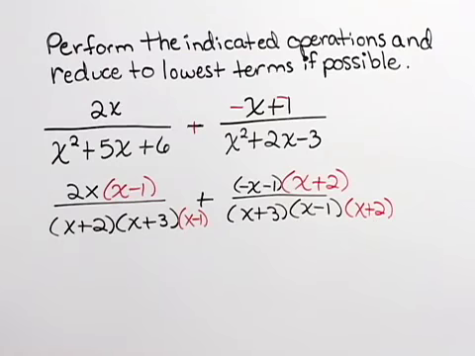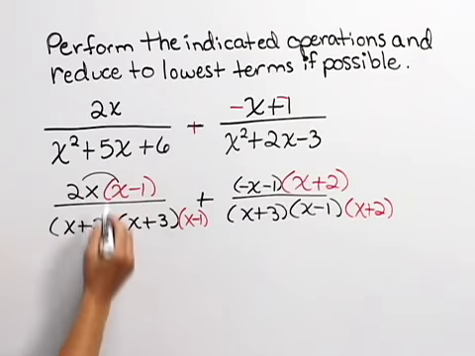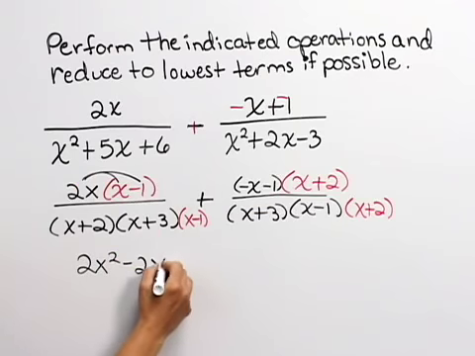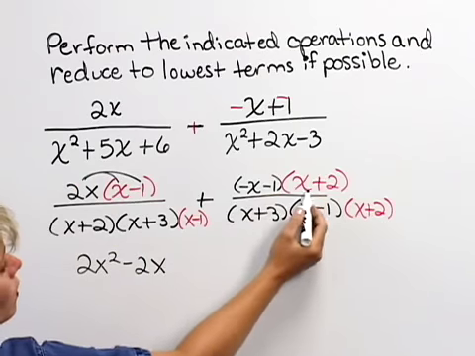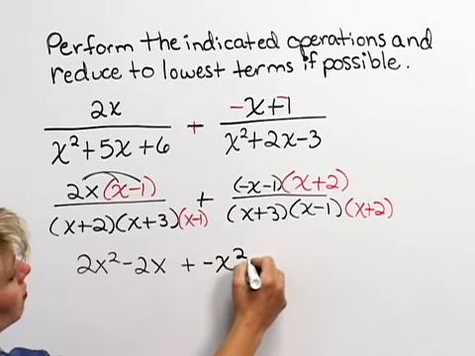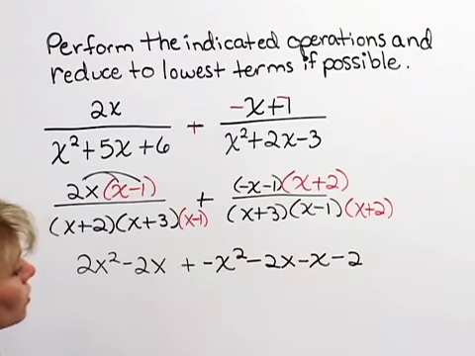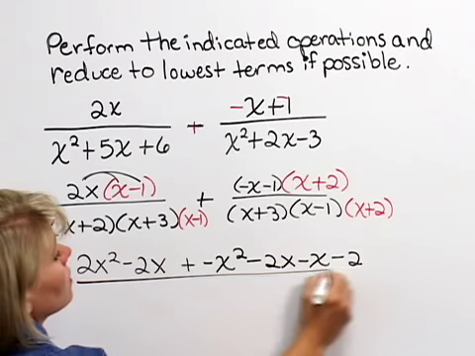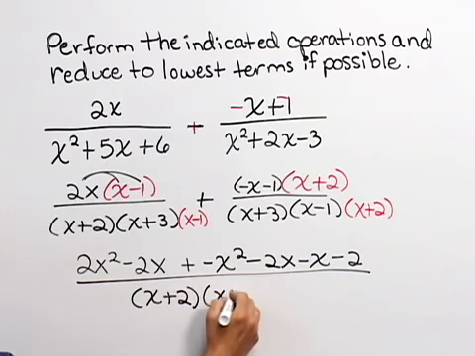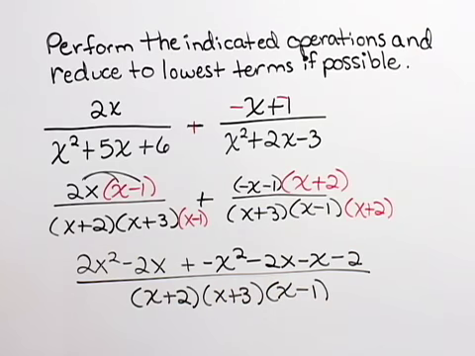We now must multiply our numerators before we can add. So if you distribute your 2x, that'll give you a 2x squared minus 2x. Here, if you FOIL that, you're going to get a negative x squared minus 2x minus x minus 2. All of that is over our common denominator, which has an x plus 2, an x plus 3, and an x minus 1, all multiplied together.